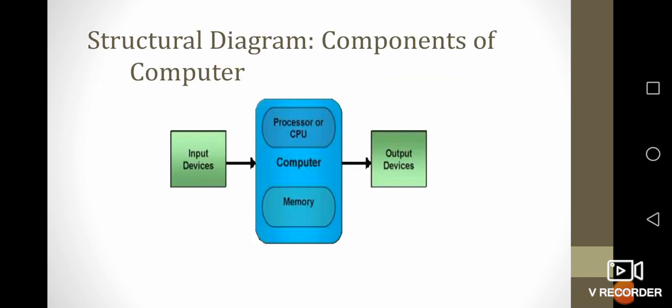This is the structural diagram. That means it has input devices which give the input, then it is processed by a CPU, and all the processed data is stored in the memory. Then the output is given out through an output device.